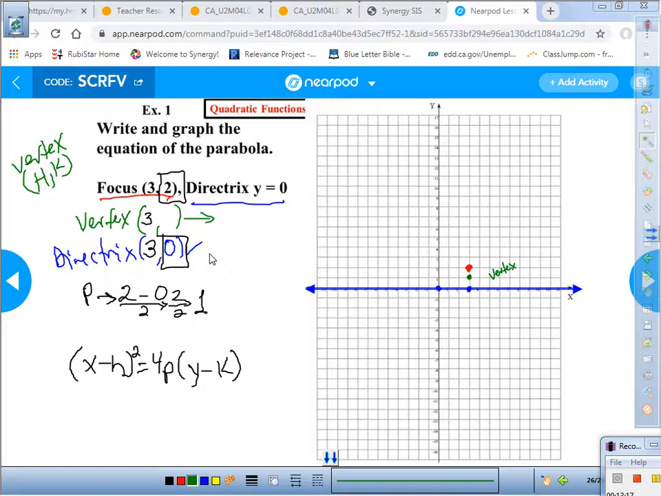You just pay attention. You do k plus p, and that should equal the y value of the focus. What is the y value of the focus? 2. What is p? 1. So I bring everything else down. k plus 1 equals 2, minus 1, minus 1. k equals 1. That goes right there. Copy that, please.